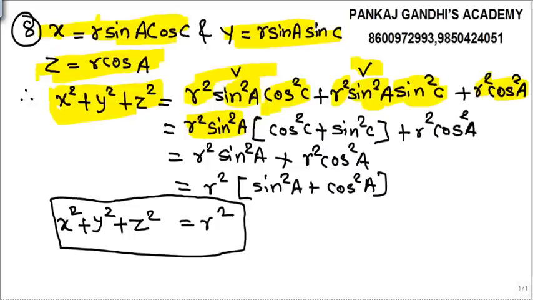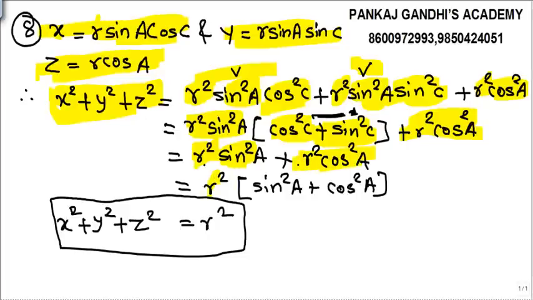So the only remaining thing is cos square c. So cos square c plus sin square c plus r square cos square a as it is, plus r square sin square a into 1, because we know that cos square c plus sin square c equals 1. So the value of this expression will be 1. So the answer is r square sin square a plus r square cos square a.